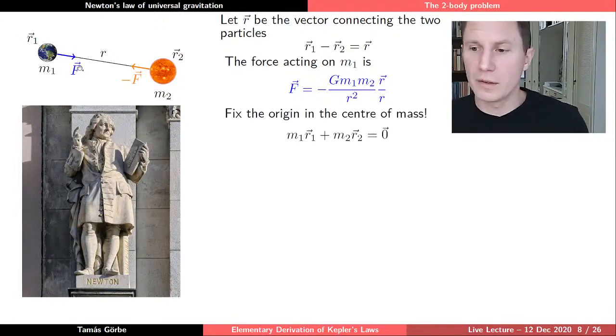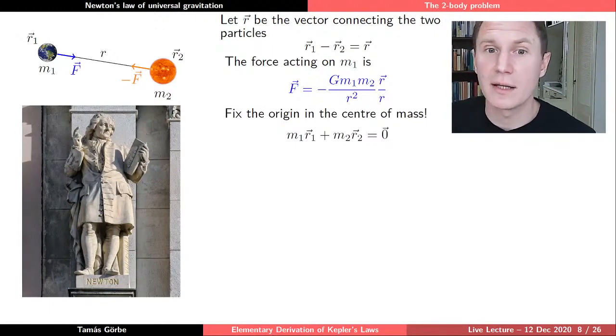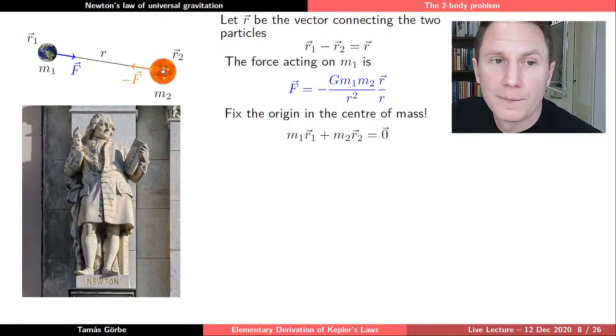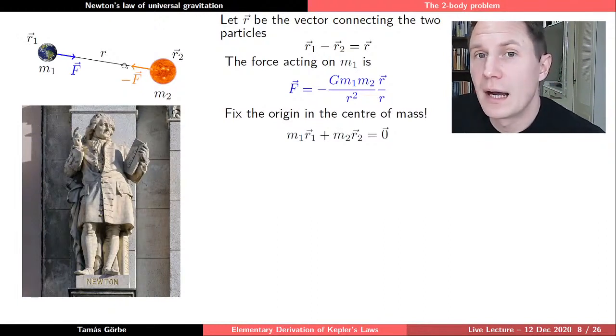Okay. Now the next thing I want to do is fix the origin in the center of mass. What do I mean by that? These two massive bodies have a center of mass, which is actually somewhere inside of the Sun, but let's just say it has to be somewhere along this line. What I'm asking us to do is to fix the origin of our coordinate system along that line, in the center of mass.